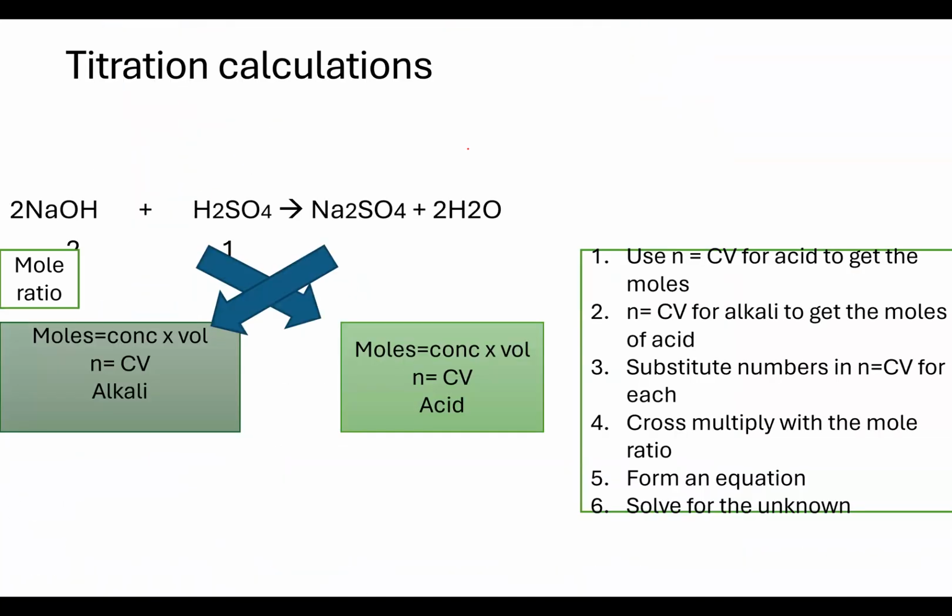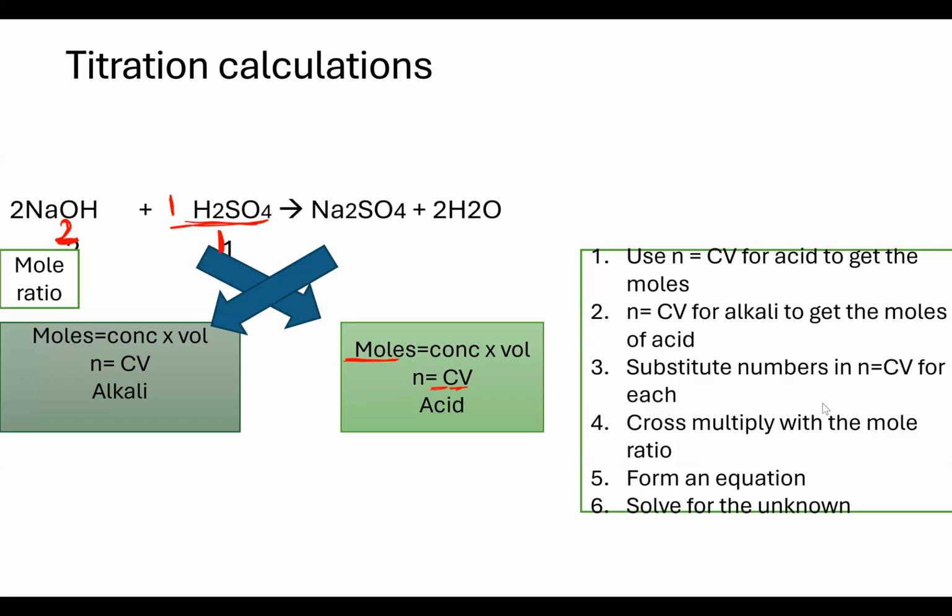Now, moving forward, here's an example. You basically need to write your balanced equation. Why? Because you need your mole ratio, which is over here 2 to 1 between the alkali and the acid. So here the acid is H2SO4, sulfuric acid. And so you need that because that's where all of your calculations are going to be. Now, first thing you want to remember is that the moles for any reagent is going to be concentration times volume, and therefore you're going to use that for your calculations.